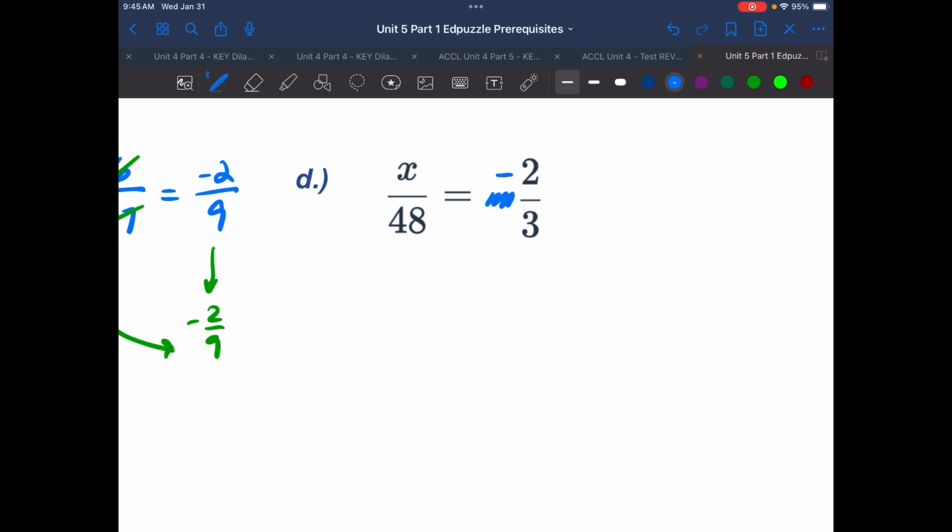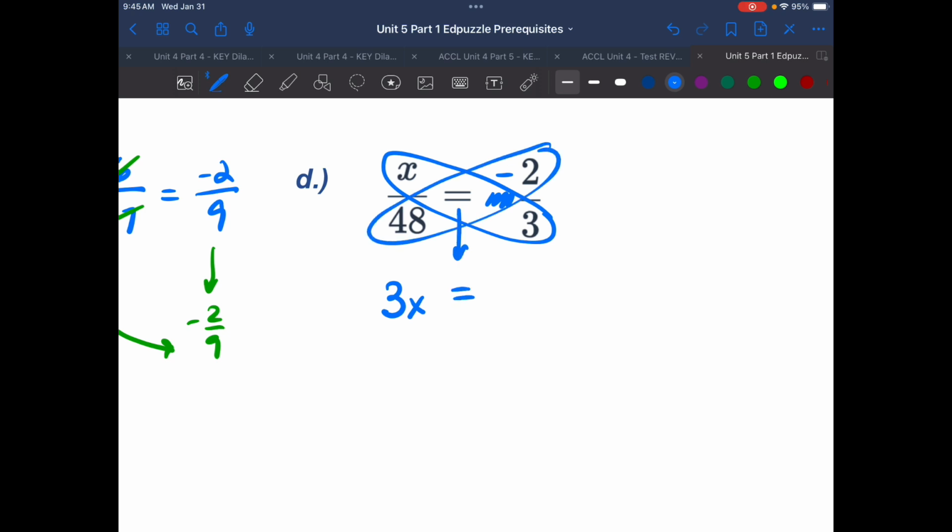Okay, I'm going to put my negative up top and cross multiply here. That's going to give me 3x, drop your equal sign down, equals negative 2 times 48. That's going to be negative 96. Now remember, after we cross multiply, no more fractions, okay? Now we're going to simply solve to find x. In this case, x is going to be negative 32.